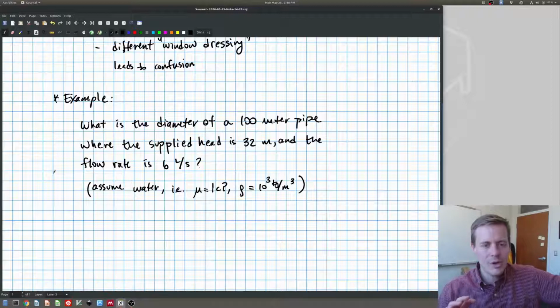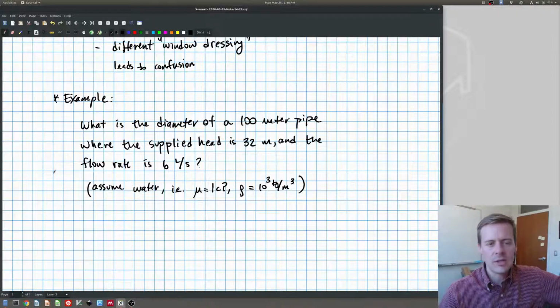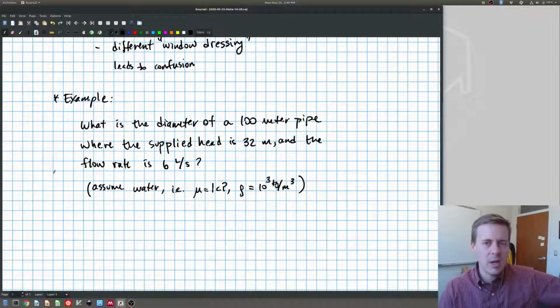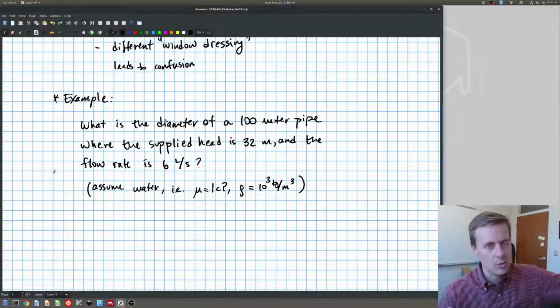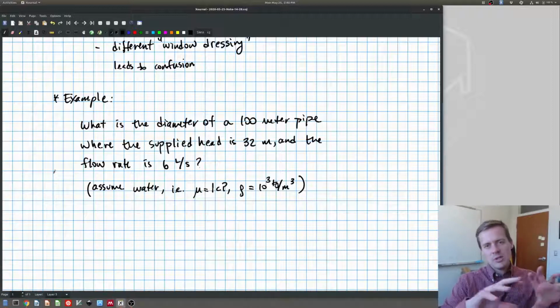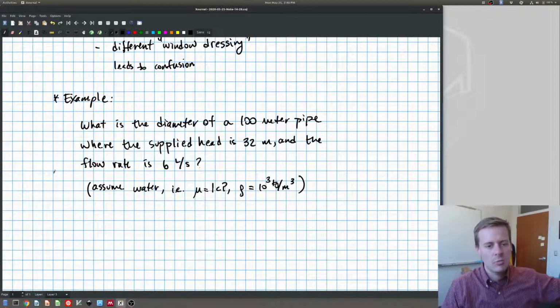So the problem is, what is the diameter of a 100-meter pipe where the supplied head is 32 meters and the flow rate is 6 liters per second? All right, so if you haven't had a fluid mechanics class, I don't expect you to know that. As a matter of fact, it might be even a little bit easier to solve this problem, given that I'm going to give you all the equations. But the basic idea here is that I have a pipe that's flowing. It's 100 meters long, so it's a very long pipe.